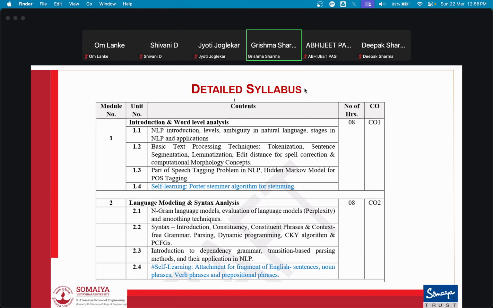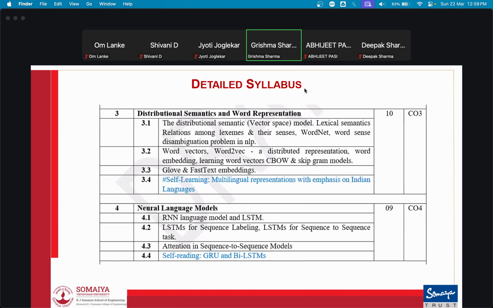After that, in 1.2, we have different pre-processing stages. Pre-processing is nothing but analyzing your text at different levels. Afterward, we find the grammatical structure, for which we need to apply various algorithms. That problem is called part of speech tagging. That is a tagging problem, and for it we have HMM as one of the algorithms that we will be learning.